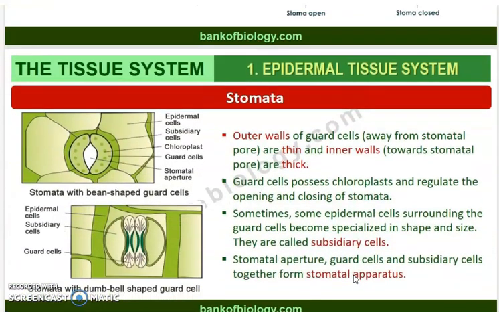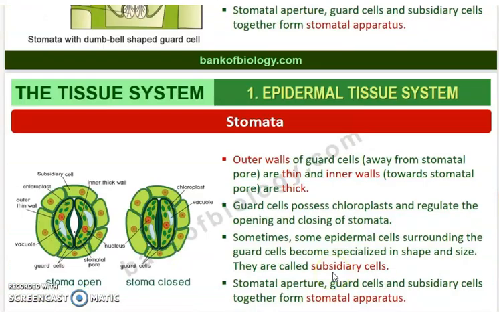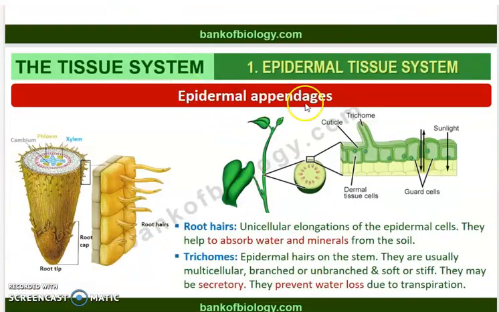Okay, and we saw that the outer wall of the guard cell, which is away from the stomatal pore, is thin, and the inner wall is thick, right? And what does this guard cell possess? They possess chloroplasts, and they regulate the closing and opening of the stomata. Sometimes some epidermal cells which are surrounding the guard cell become specialized in shape and size, and they form the subsidiary cells. So stomatal aperture, guard cells and the subsidiary cells together, we call the stomatal apparatus.